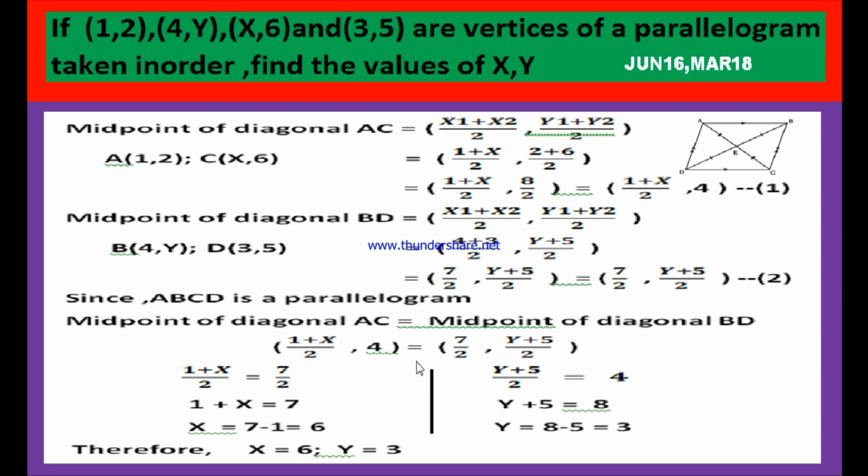And on the other side, if we equate the y coordinates, 4 is equal to (y + 5)/2, or (y + 5)/2 is equal to 4, or y + 5 is equal to 2 into 4, which is 8, and y is equal to 8 minus 5, and 8 minus 5 is 3. Therefore, the x value is 6 and the y value is equal to 3.